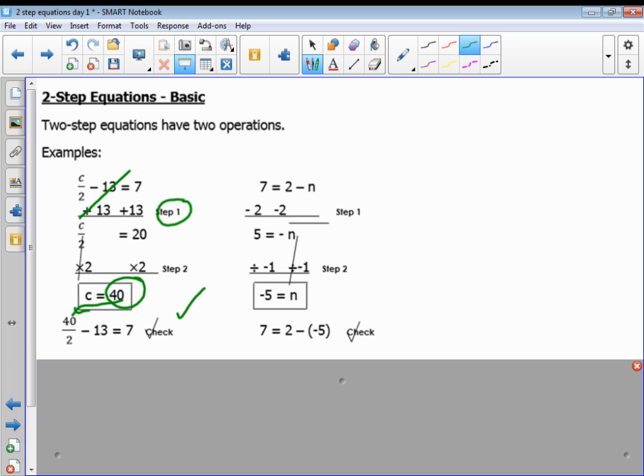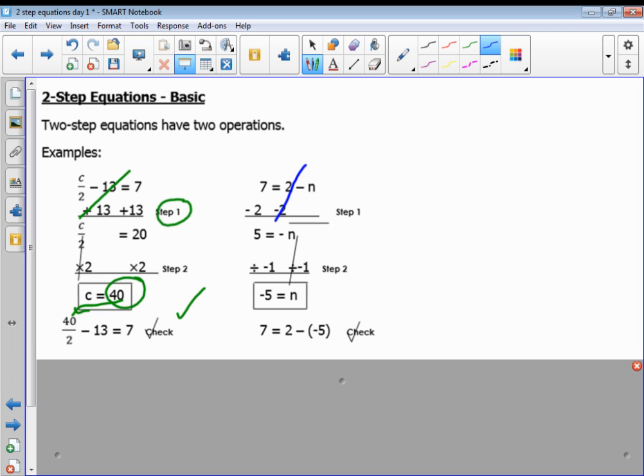Now, if we look at our second equation, I have 7 equals 2 minus n. Well, I'm going to start with the number again that is on the same side as the variable, but not either divided or multiplied by it. So I'm starting with my 2. It's a positive 2, so the inverse is going to be subtracting 2 from both sides. 7 minus 2 gives me 5. My 2 minus 2, again, gives me 0, so I can cancel those out, and I'm left with a negative n.